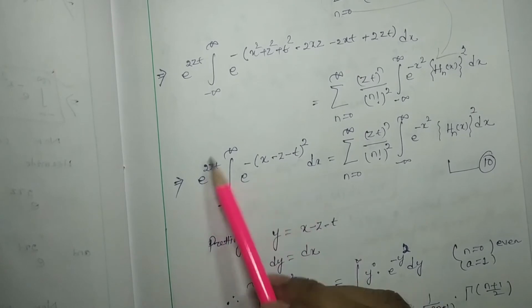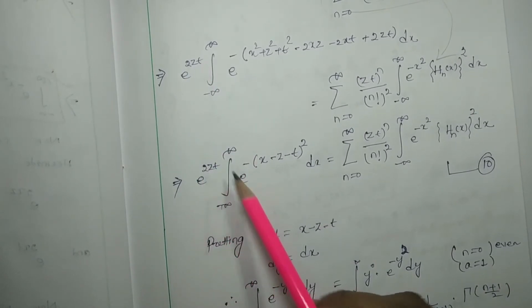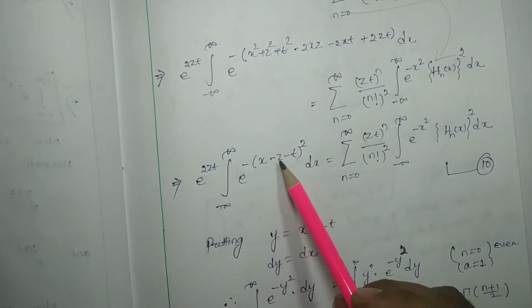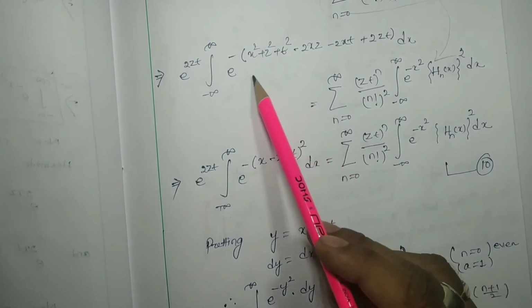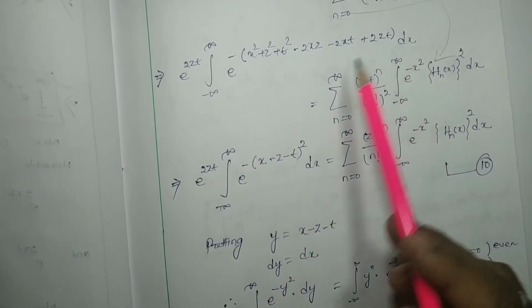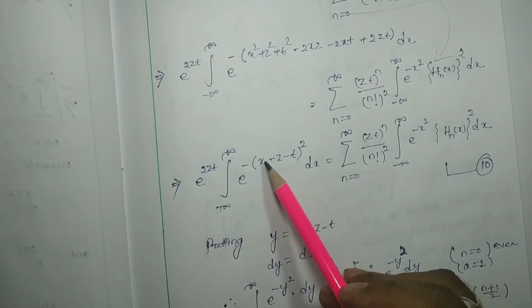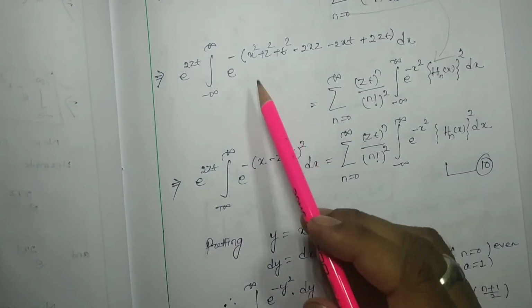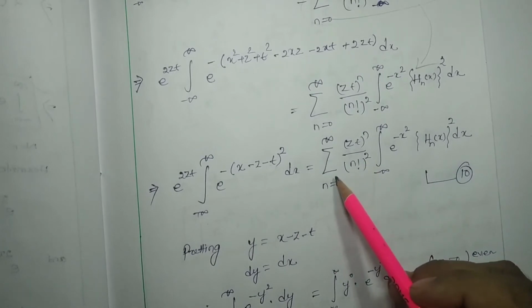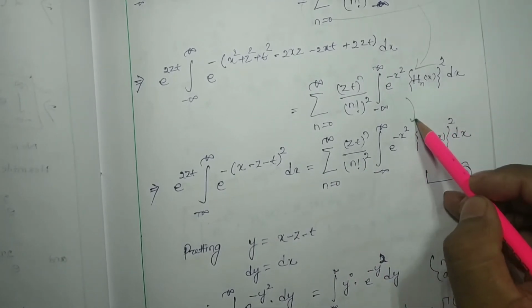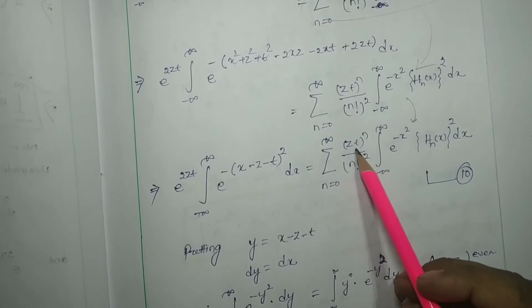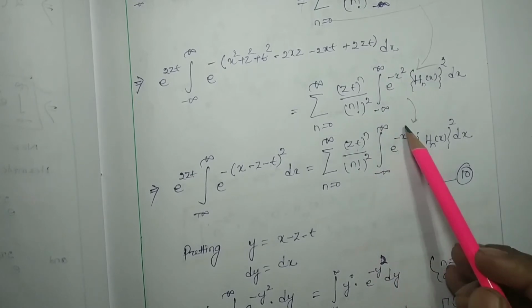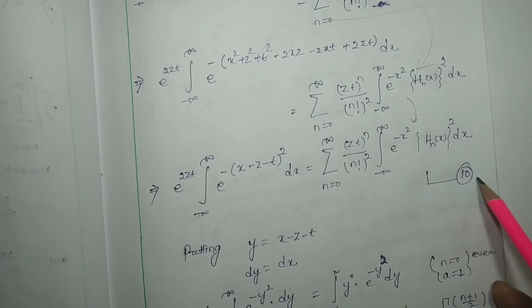Focus on the left side. It will be e^(2zt) times the integral from minus infinity to plus infinity of e to the power, and this is nothing but x minus z minus t whole square. These terms can be written using the (a + b + c) whole square formula, so x minus z minus t whole square, with the minus, dx, equal to the same thing, nothing changed: the sum of z^n t^n over (n!)² times the integral of e^(-x²) H_n(x)² dx. Let this be equation number 10.